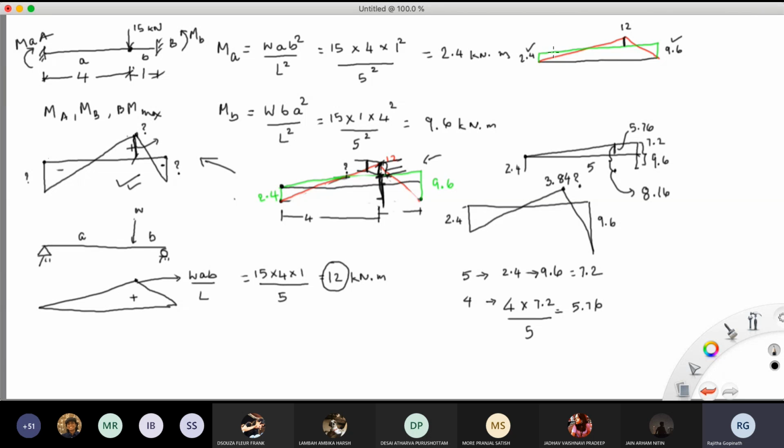Now I know that this green line is a sloping line. The slope increases gradually. So from 2.4 it is getting increased to 9.6. For every 1 meter, how much is it increasing is what I am trying to find out. So 9.6 minus 2.4 gives me 7.2. So from 0 meters all the way to 5 meters, it is increasing 7.2, right?